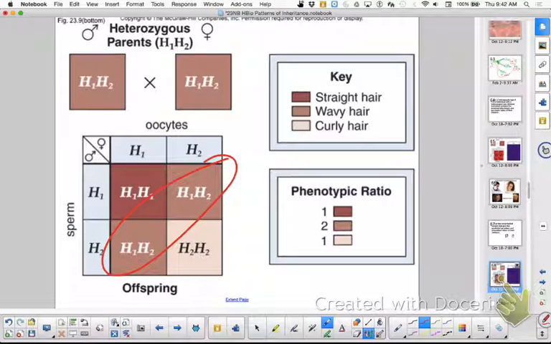So that's another variation. On your notes, incomplete dominance: when a heterozygote has an intermediate phenotype between that of either homozygote. It doesn't look like either homozygote. Okay, answer number 2.